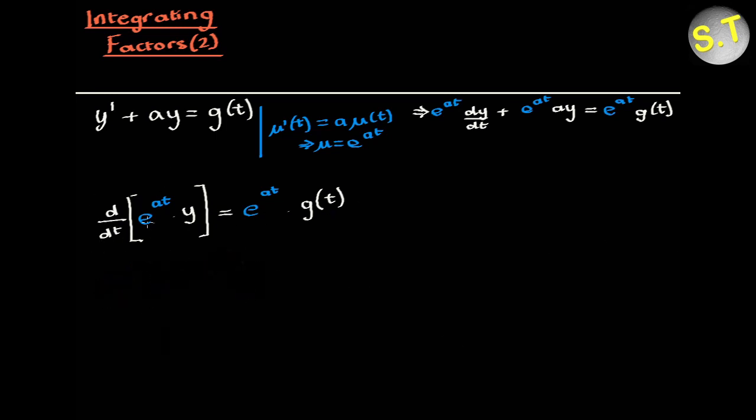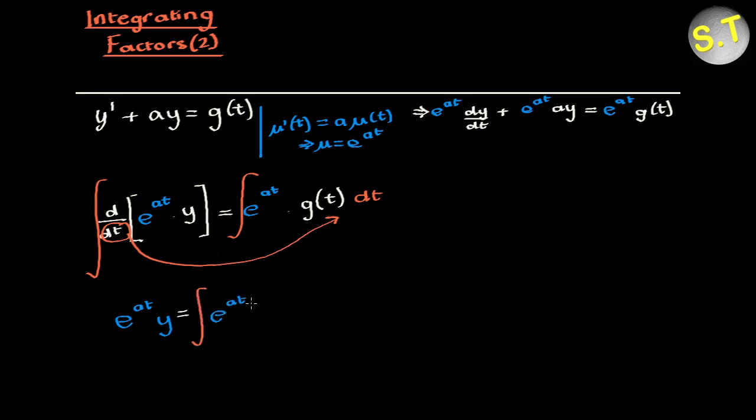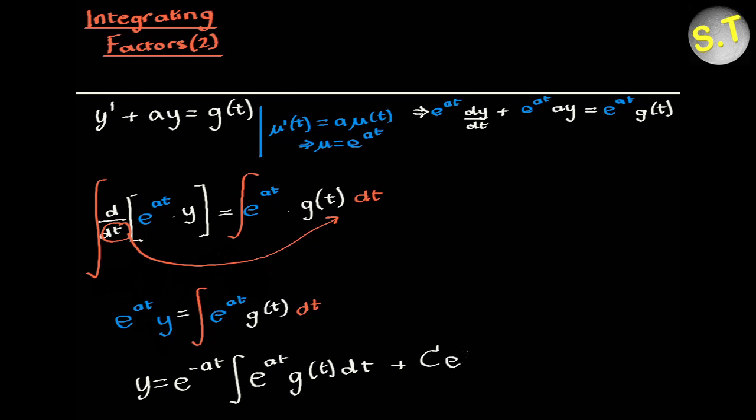And now we can bring this dt across and integrate both sides of this equation. So we now have that e to the at times y is equal to the integral of e to the at multiplied by g of t with respect to t. And if we want to be even more concrete about this, we could say that y is equal to e to the minus at times the integral of e to the at times g of t dt plus the constant that drops out multiplied by e to the minus at, once we've divided through by e to the at.